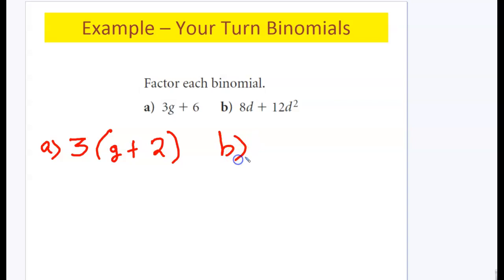In question B, when we look at the coefficients, our greatest common factor is 4, and 1d would be common to both. So 8d divided by 4d would be 2, and 12d squared divided by 4d would be 3d, and there would be your two factors for that polynomial.